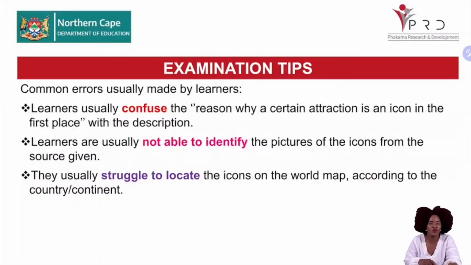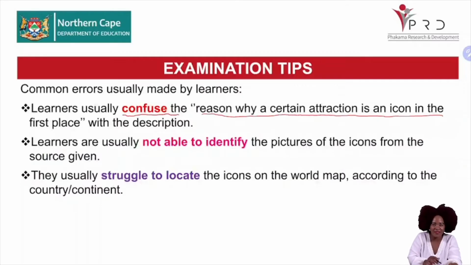So we also want to correct those. Learners usually confuse the reason why a certain attraction is an icon in the first place. Confusing it with what? Confusing it with the description. We've seen it many a time when we're marking at the end of the year, whereby if the question says, describe this attraction or this icon, then a learner will give a reason why it is an icon.